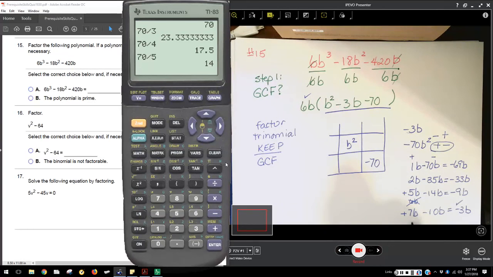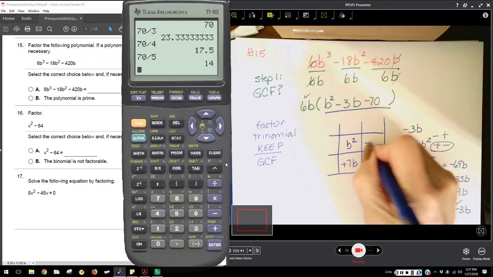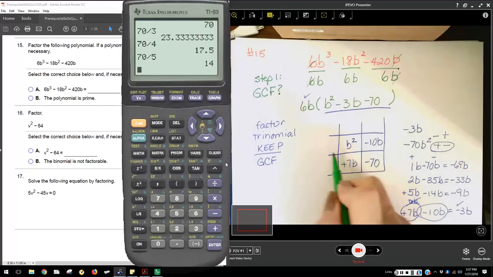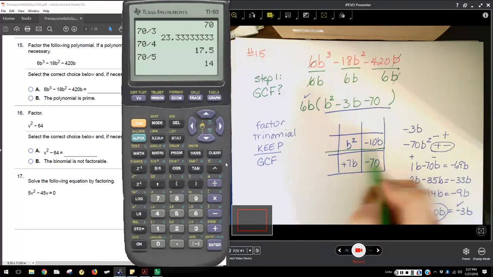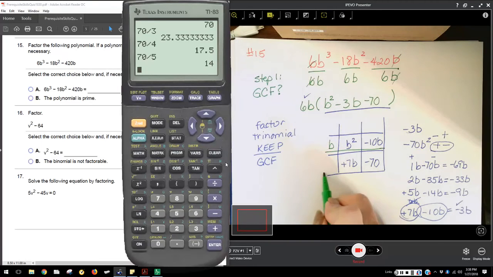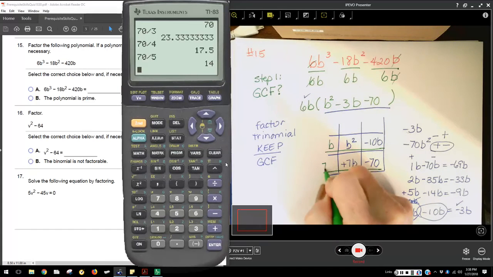So we have a positive 7b and a negative 10b, and it doesn't matter which one goes where. We fill in the boxes with our two unknown factors that we now know. And now we're going to go back to the GCF process. Greatest common factor across this row, there's a b in both of them. Greatest common factor among the second row, that's going to be 7. 7 goes into 70. Oops, just 7, not 7b.